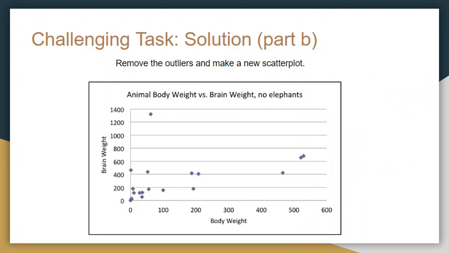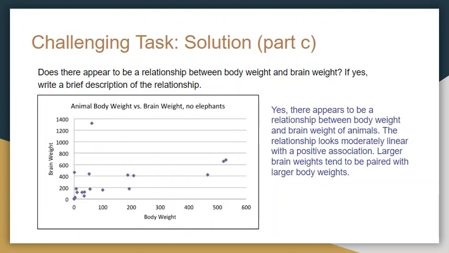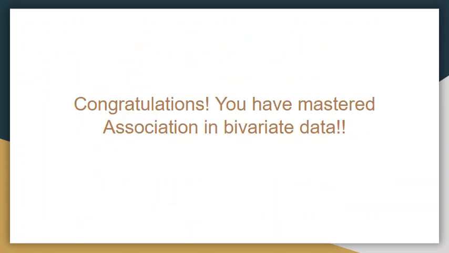To create a new scatter plot, simply remove the data from the elephants. Notice that the plot shrinks and is more readable. Using the same plot, we can see that there is a slight positive linear association.